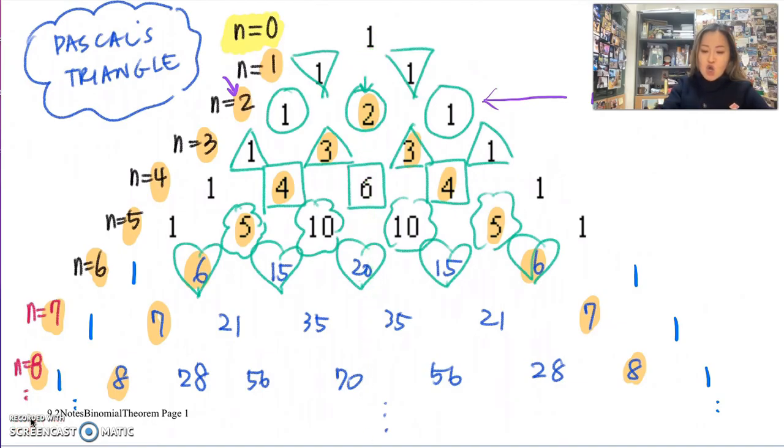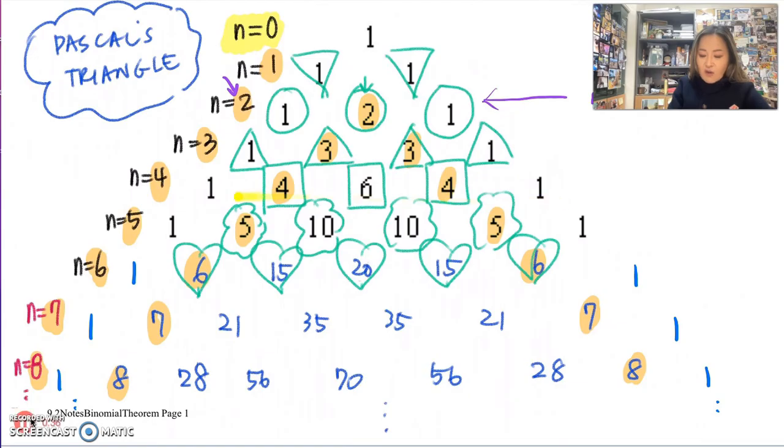What happens if I cut this sucker down the middle? You're right, it's symmetric. Okay? It's symmetric. And then the odd number rows, which is actually an even row, right? If you think about it.